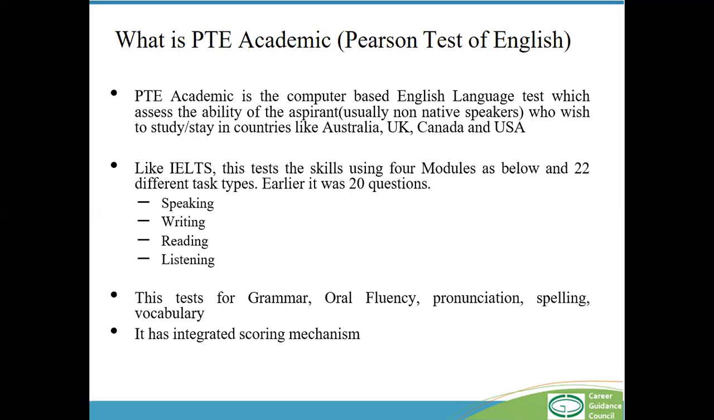For example, in writing, you will have to read something and write. So it will test your reading skills as well as your writing skills. So each module, let's say if you're attempting the speaking module, then it will not only score the speaking module, but it will score the other modules as well. How is that possible? We are going to talk about that in the upcoming slides.